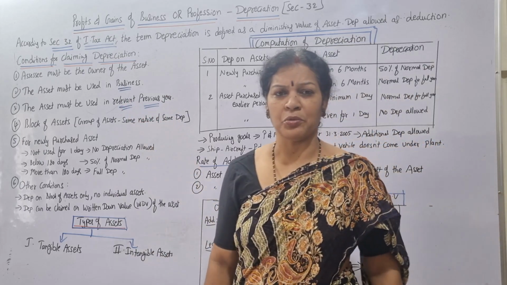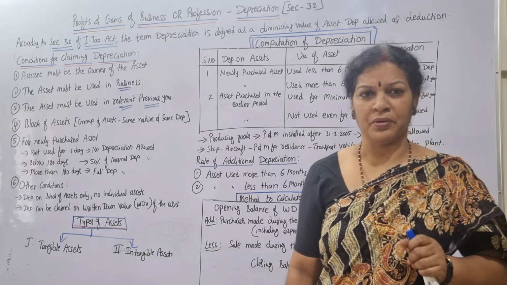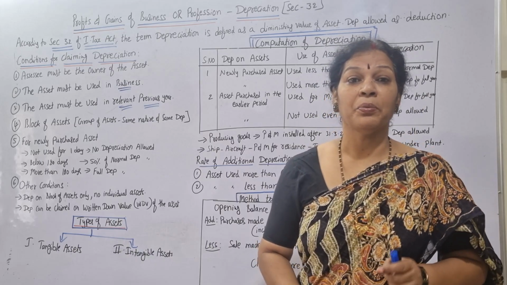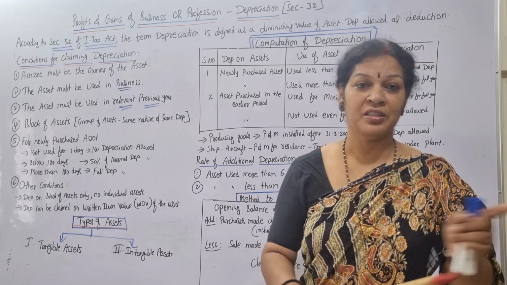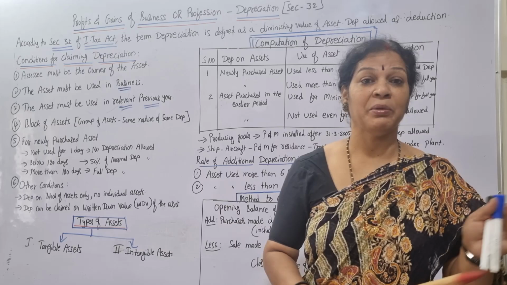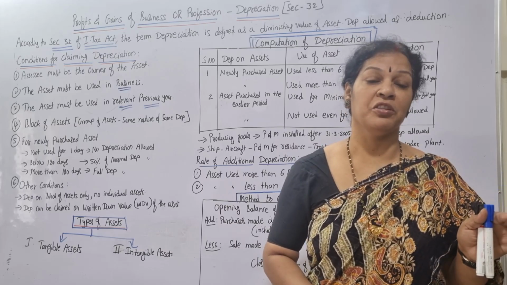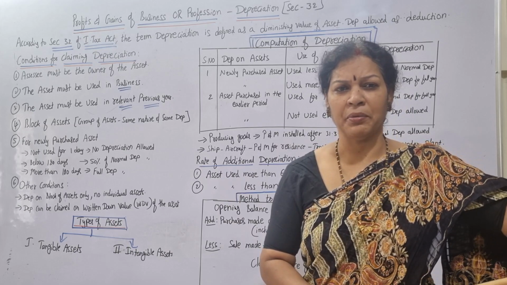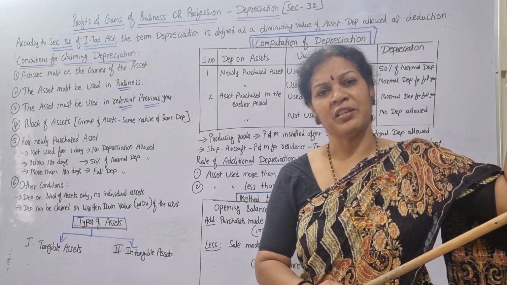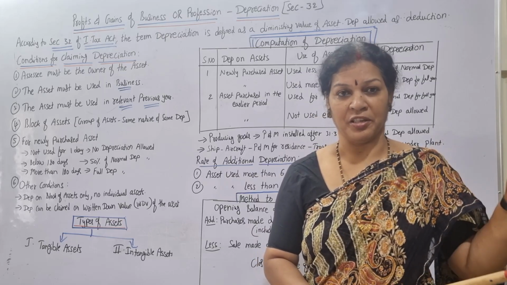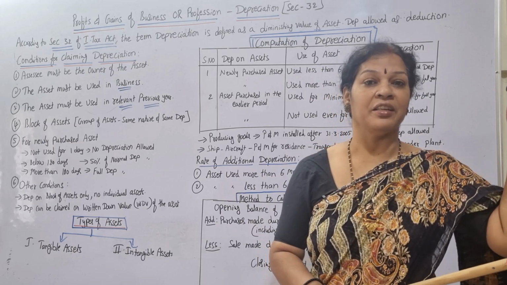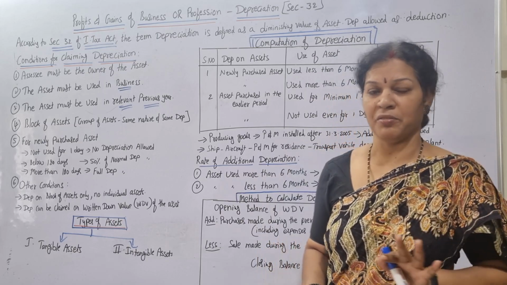Right now it is 2024, so April 1st 2023 to March 31st 2024. Whatever you use during this period, depreciation is allowed. Earlier years, maybe 2022 or 2015, are relevant to those financial years and applicable only for that year. Now we take only the last one year.